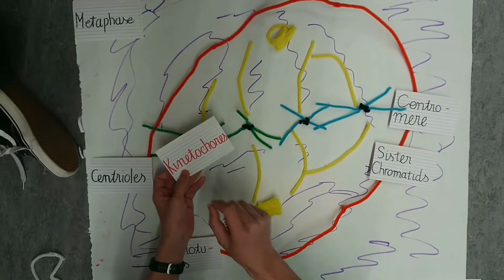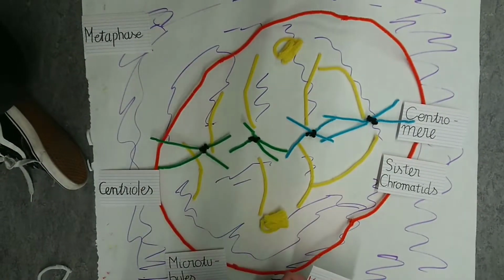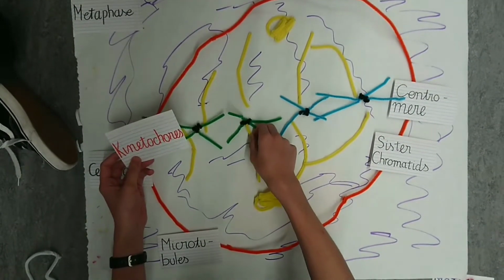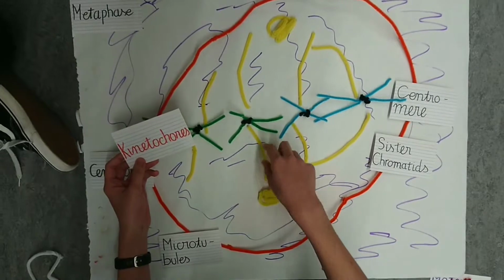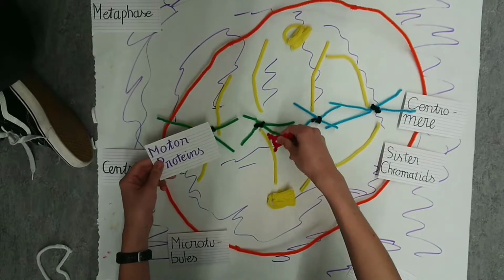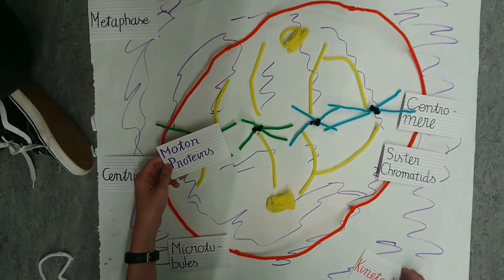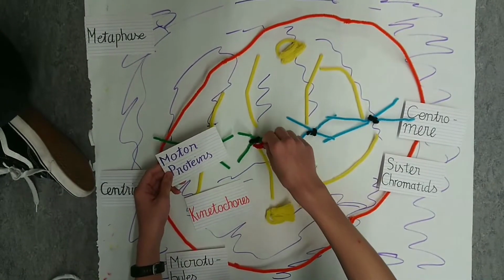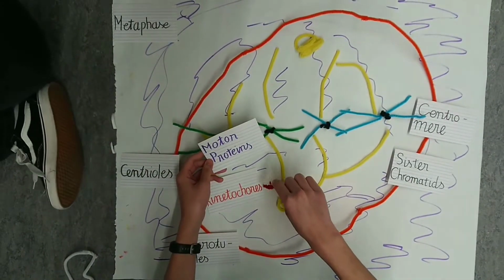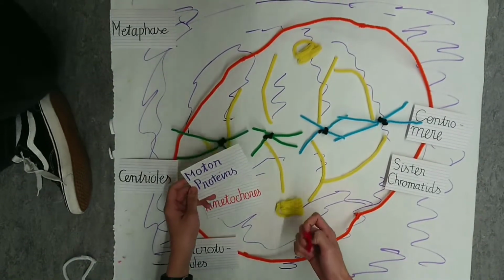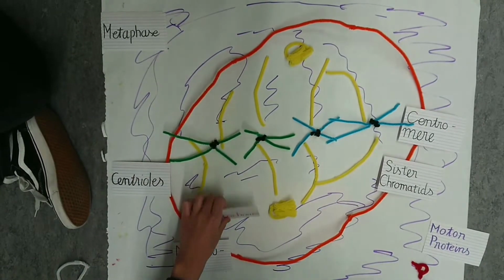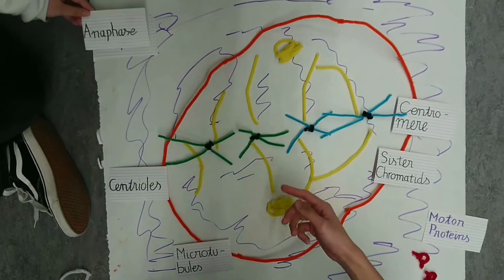It's called the kinetochore, which is the part that's sticky to the microtubule, and it helps send signals using the motor protein. The motor protein moves from the kinetochores into the centrioles to start signaling when is the moment to pull these apart. Now we move to the next phase, which is anaphase.